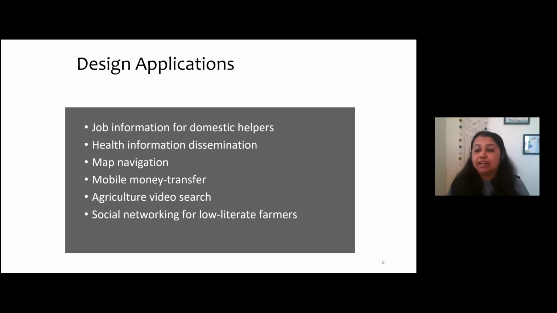There's also agriculture video search that we've looked at. Imagine something like YouTube, but where you don't have to type to see a video. You can either use local language speech or graphical input to throw up agriculture videos. And this is for low literate farmers. And we also looked at social networking for farmers. So these are some of the applications that we've looked at.